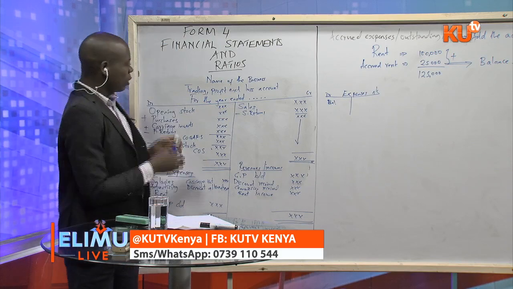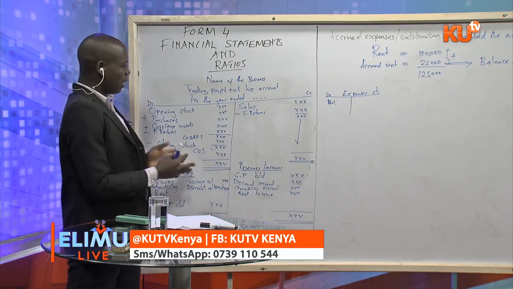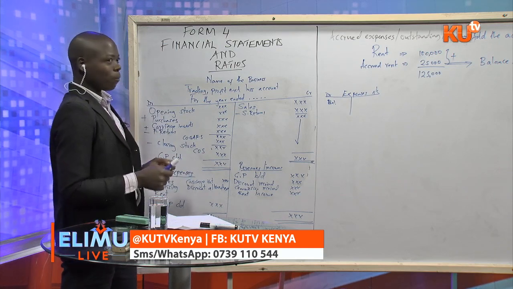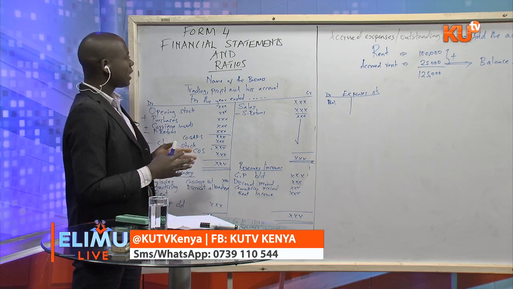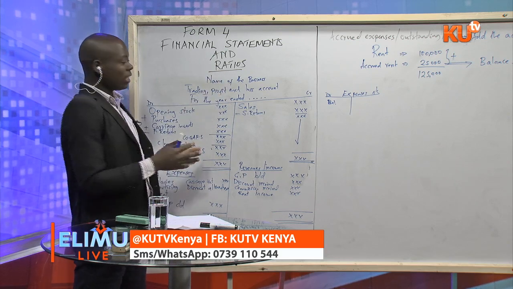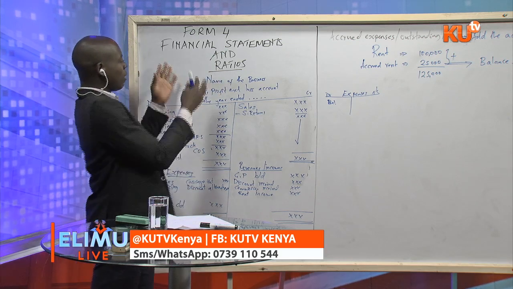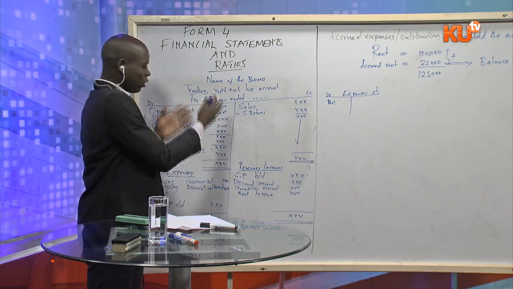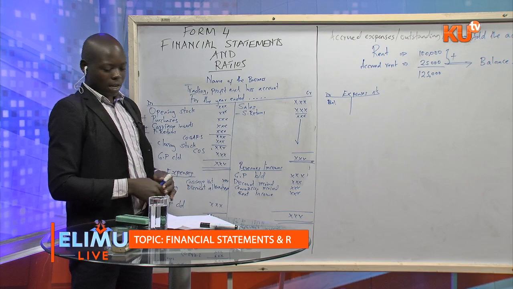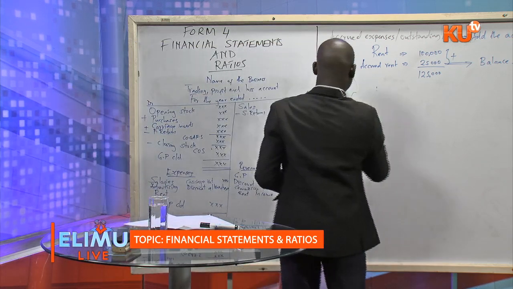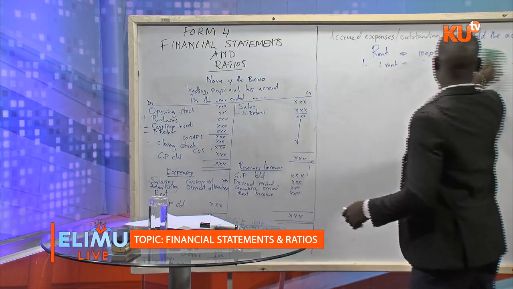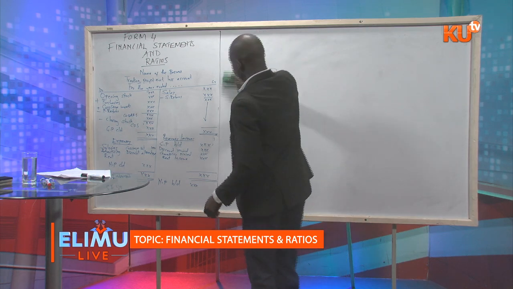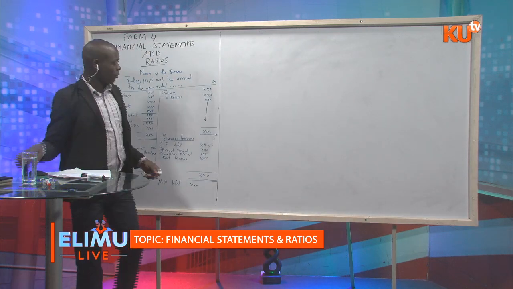Now, number 2, once we know how to prepare the trading profit and loss account, we need to understand how we are going to calculate the ratios, because this topic is about financial statements and ratios. So how do we calculate ratios from these statements? That is what I want us to discuss now. We discuss how we calculate different ratios that are very important in our lesson.